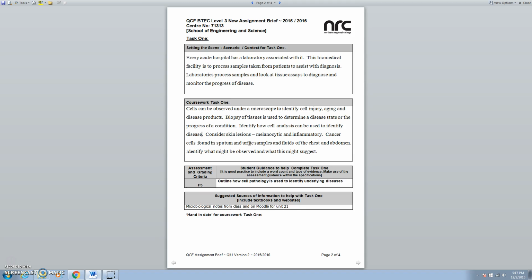Okay, again setting the scene for task 1, we are working in a laboratory setting, and we are taking samples from patients to assist with diagnosis. Cells can be observed under a microscope to identify cell injury, aging and disease products. From the material that I covered with you during class, and also the links that I have put through BlendSpace, sent through email, you should have no problem identifying and addressing this criterion.